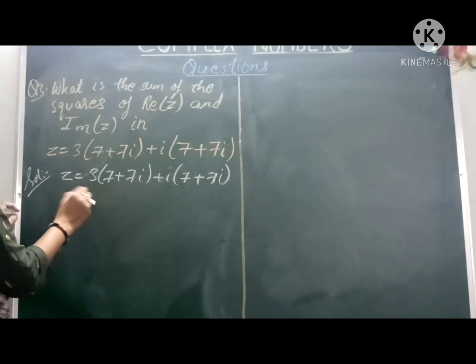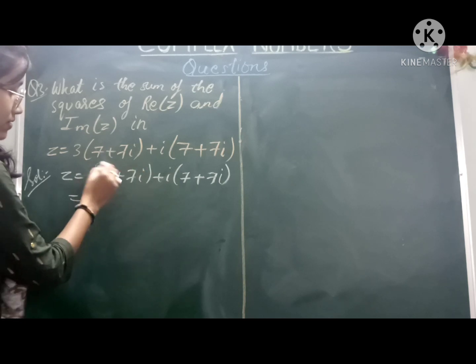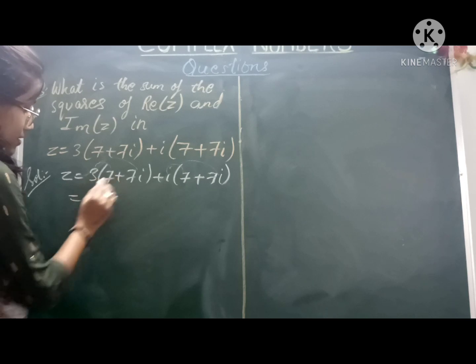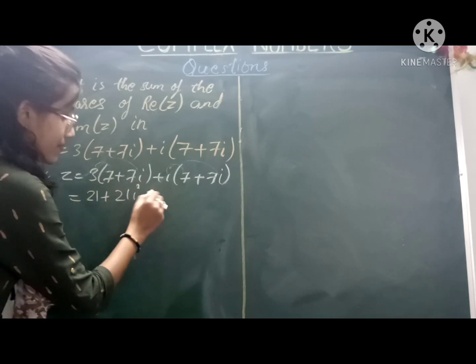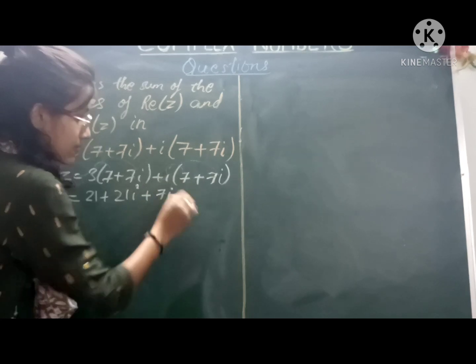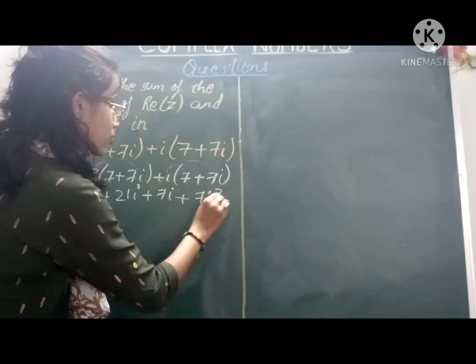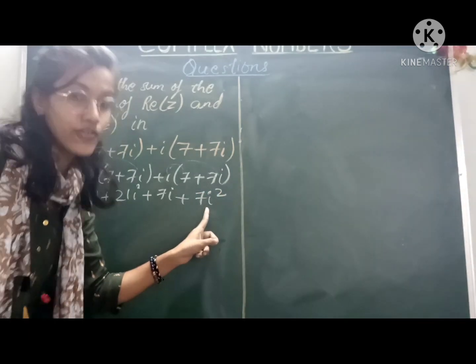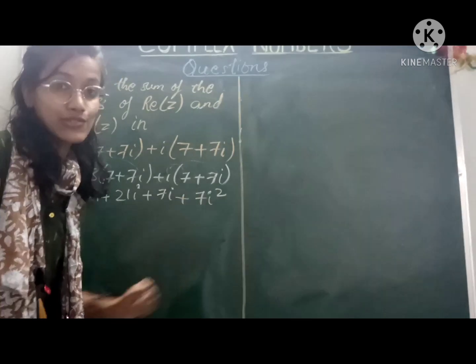Now for solving this, we will multiply this 3 with both terms, then i with both terms, and we will go on. 3 sevens are 21 plus 21i plus 7i plus 7i square. Now be careful, it is i square. We know the value of i square.